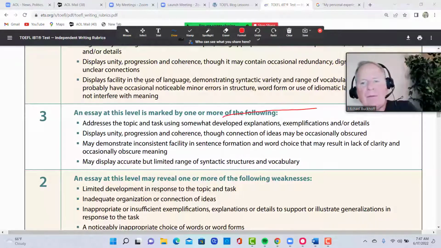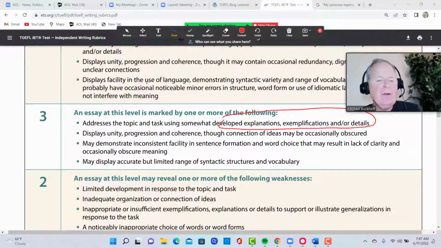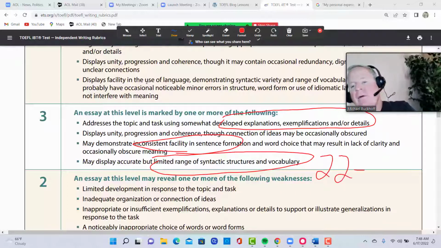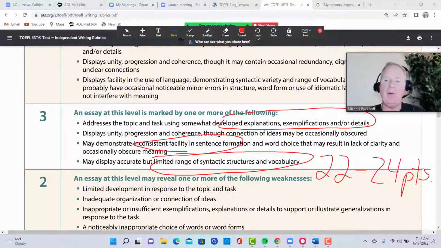I think right here, maybe this idea here, you have unity, progression, and coherence. You probably could have done better with the thesis, as I said. You have some inconsistent facility in sentence formation, and your sentences and your vocabulary are a little bit low according to Microsoft, right? So I think you need to get your sentences closer to 25, so maybe some limited range of sentence structures and vocabulary. So I see you right now as scoring between 22 and 24 points. That's where I would put you right now. All right? And thank you for doing the practice test.